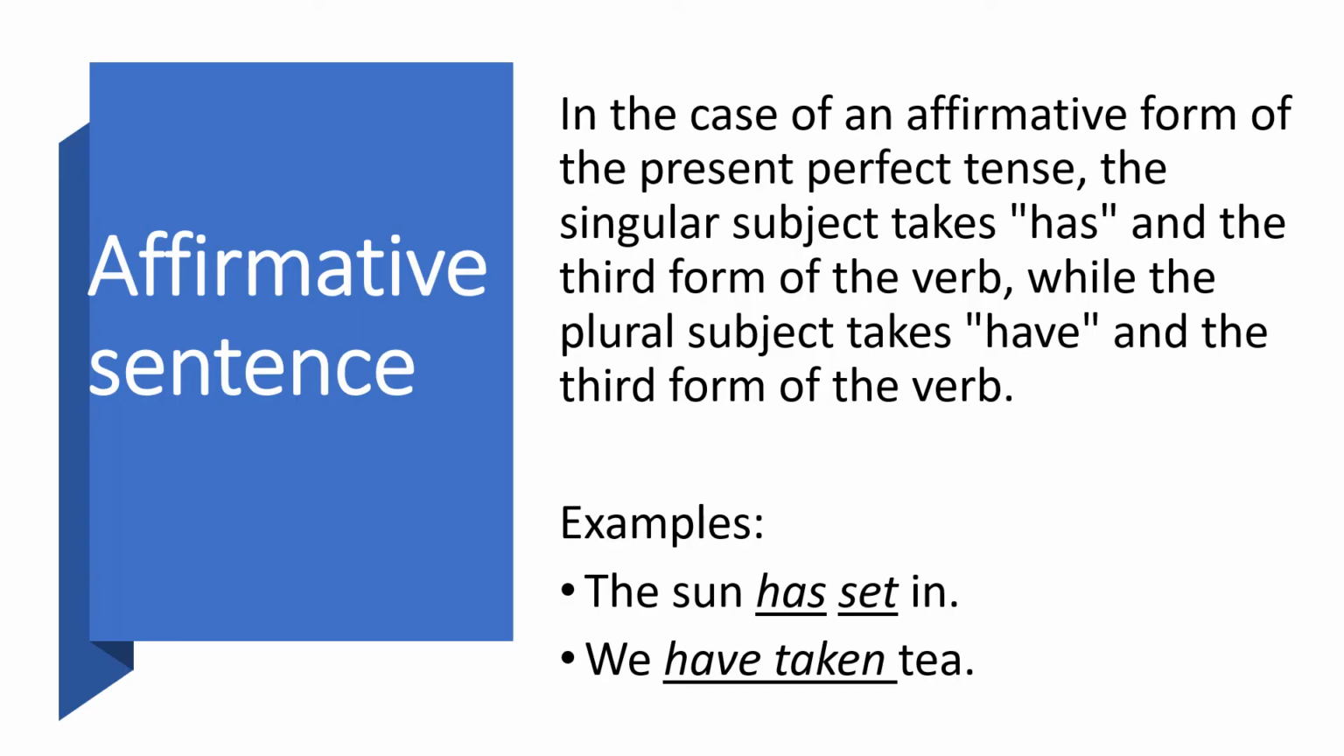Affirmative sentences of the present perfect tense. In the affirmative form of the present perfect tense, the singular subject takes has and the third form of the verb, while the plural subject takes have and the third form of the verb. For example, the sun has set in. We have taken tea.